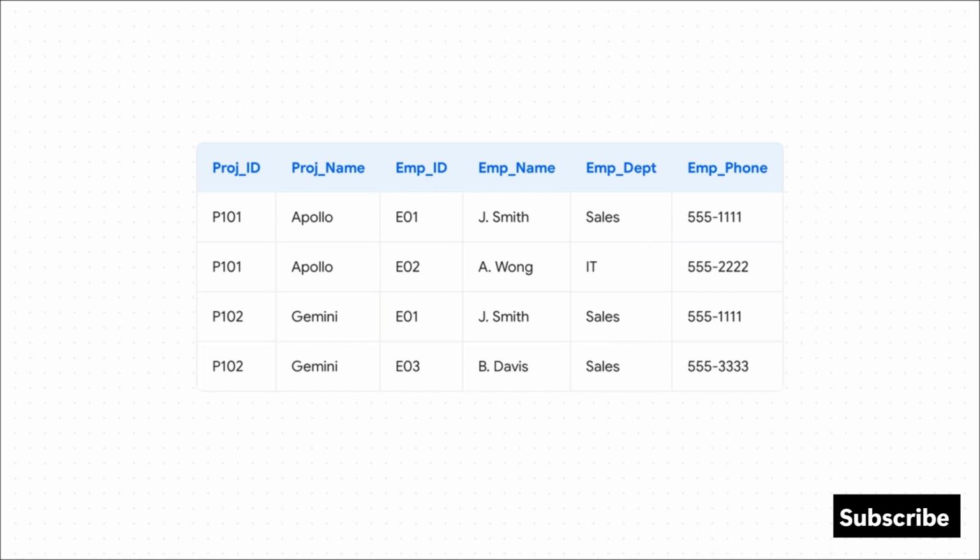The project data table. It tracks which employees are on which projects. Simple enough. We've got project info, employee info, department info. But wait, look closer. See Jay Smith? He's on 2 projects, so his name, his department, and even his phone number are listed twice. This repetition, this right here, is the root of all our problems.